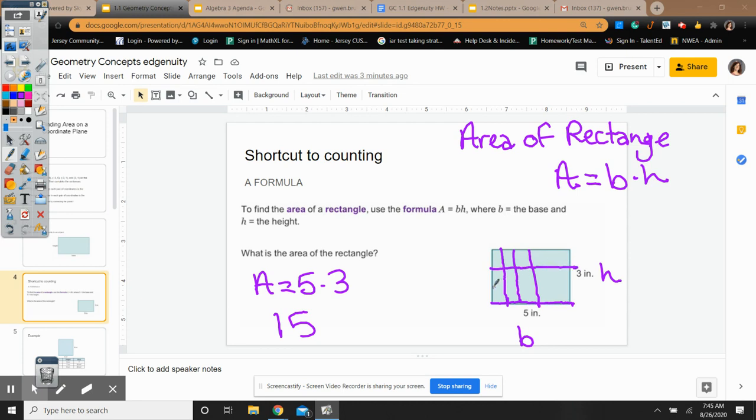I'm trying to kind of show you what it would have looked like if there were squares in there. 15. Now you have to have a unit. So what we were doing, we're counting squares, don't forget. So the unit is going to be inches squared. You could also say square inches if you would like.